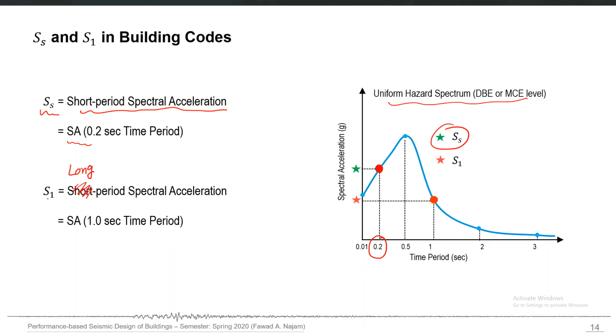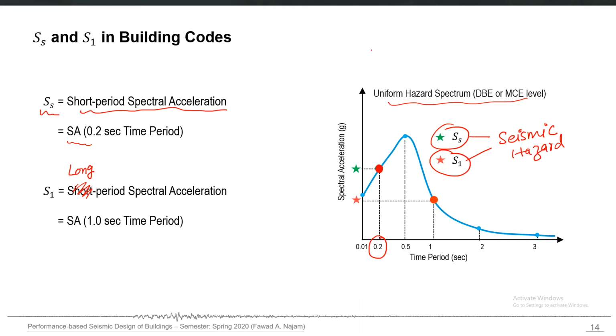And similarly, this should be long period basically. So there is another hazard parameter S1, which is the long period spectral acceleration, defined as the spectral acceleration at 1 second time period. So these two numbers combined represent the seismic hazard level for the purpose of simple seismic analysis procedure, for example the equivalent static analysis procedure.